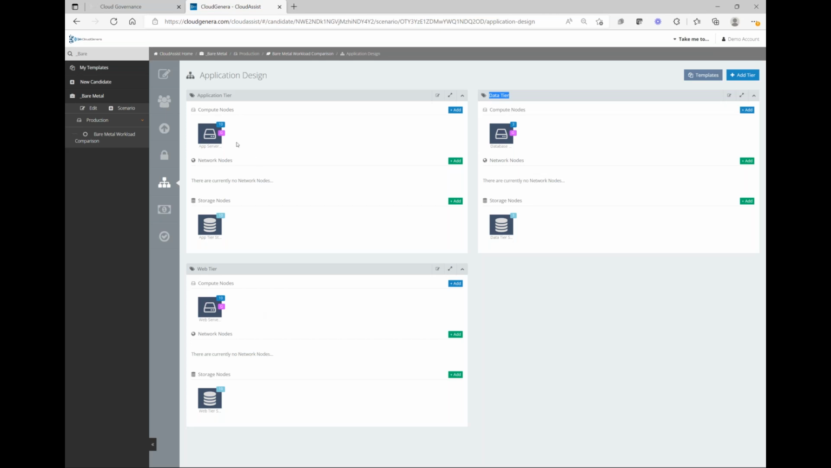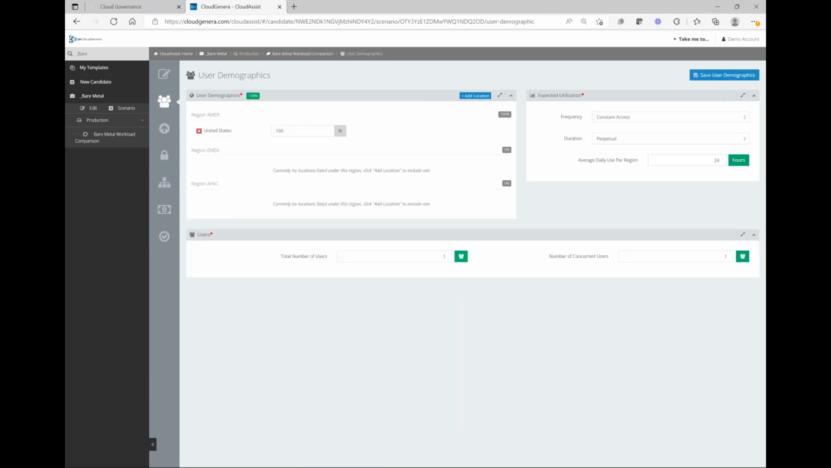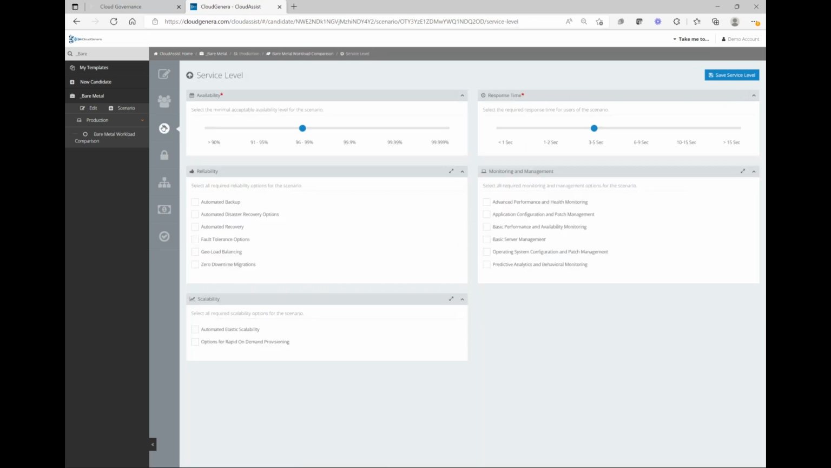So within CloudGenera, you can model these different requirements around compute, network, storage. You can group them logically, both for workload placement and for modernization analysis. The model does give you, as mentioned previously, the ability to input requirements around the demographics. So think location, think utilization, think user base and their concurrency. It allows you to document in a vendor neutral way the service level you expect to achieve.